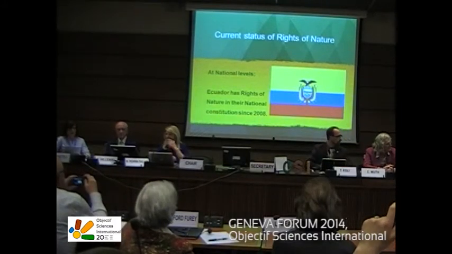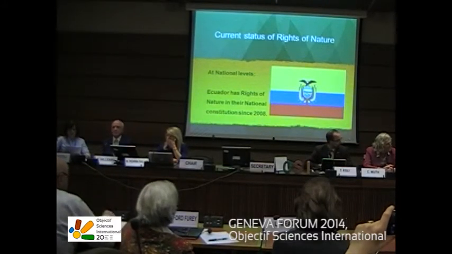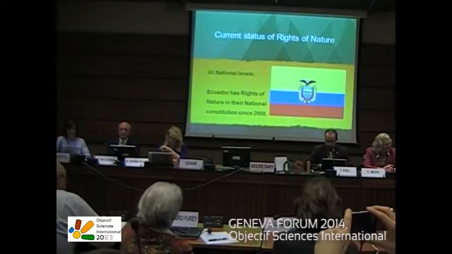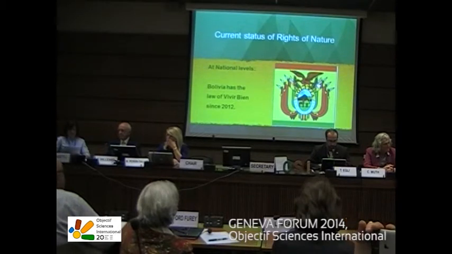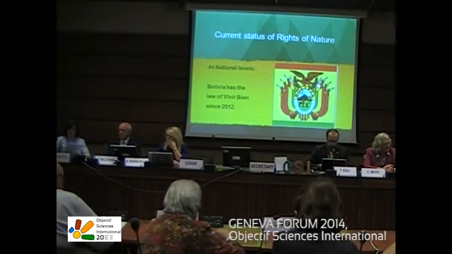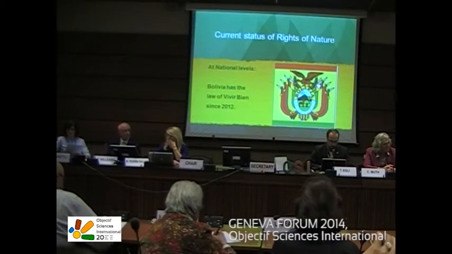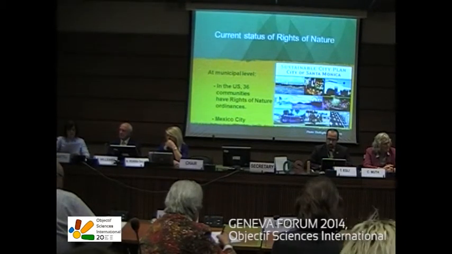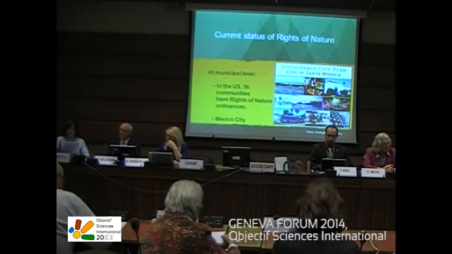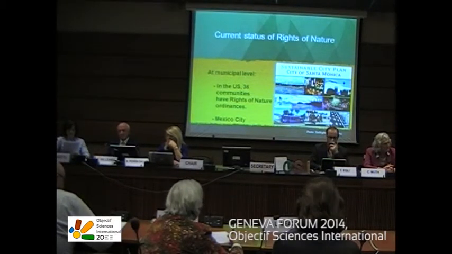At national levels, in essence, there are two countries that have rights of nature at national levels. One of them is Ecuador, which has included rights of nature in their national constitution in 2008. The other one is Bolivia, which implemented the law of Buen Vivir in 2013. At municipal level, in the US, 36 communities have already introduced rights of nature ordinances. These are local laws passed by the municipal government.